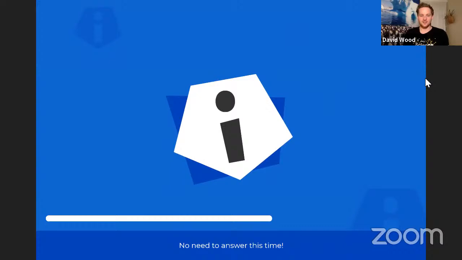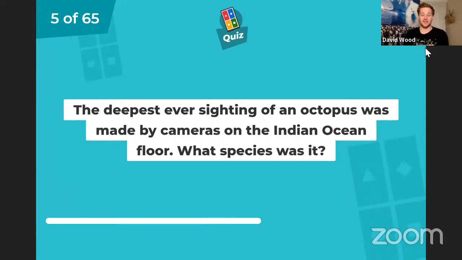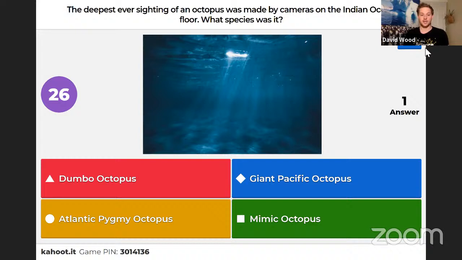This past week, the deepest ever sighting of an octopus was made by cameras on the Indian Ocean floor. What species was it? Was it a Dumbo octopus, a giant Pacific octopus, an Atlantic pygmy octopus, or a mimic octopus? Select those answers now on your pad. The quicker you get those answers in, as long as you get them correct, the more points you will get.